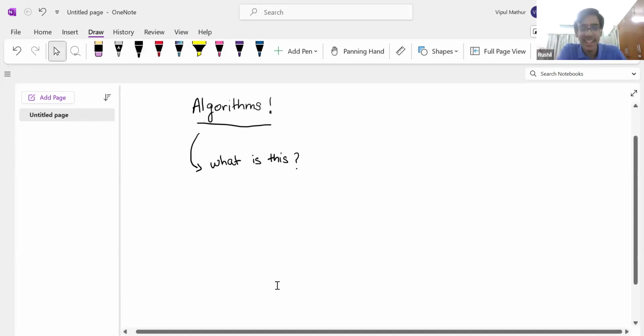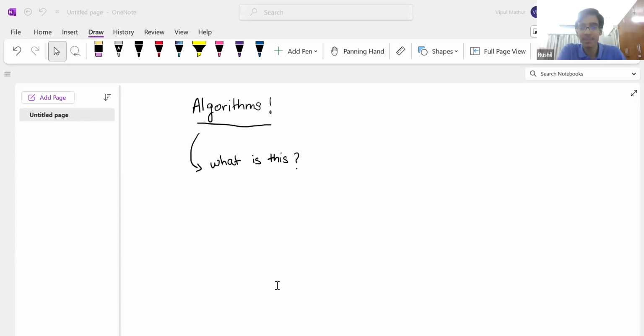Someone has messaged on chat: a step of mathematical steps. Wow. So using step twice. Is it a combination of mathematical steps? Okay. That's an interesting way of thinking about it. How I like to think about it is somewhat similar.